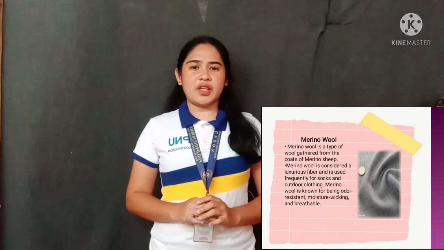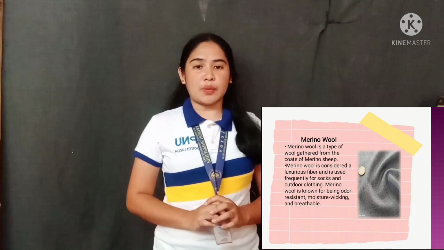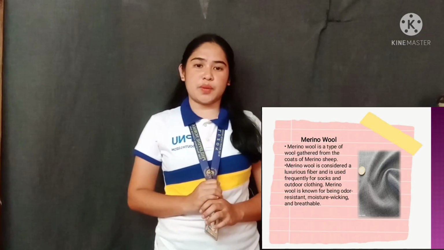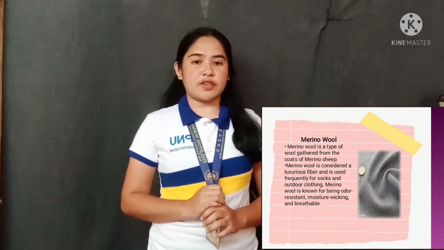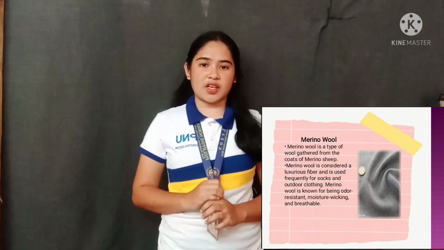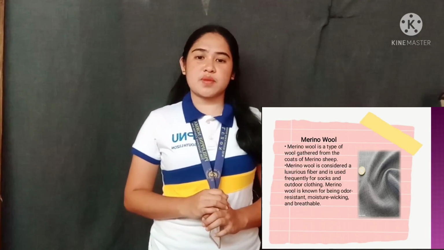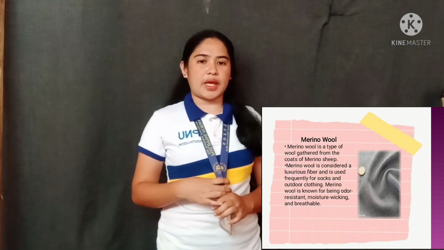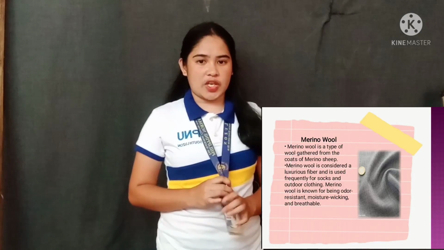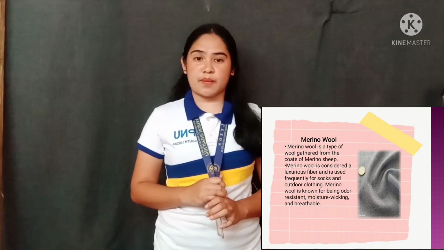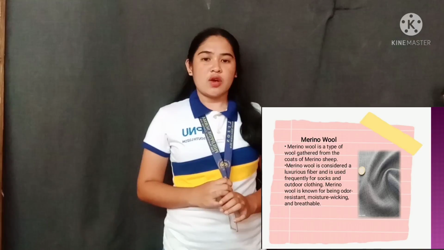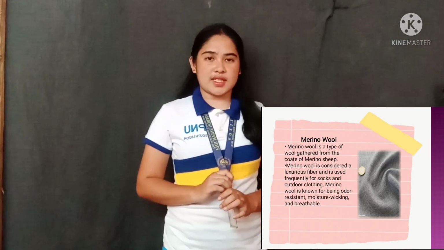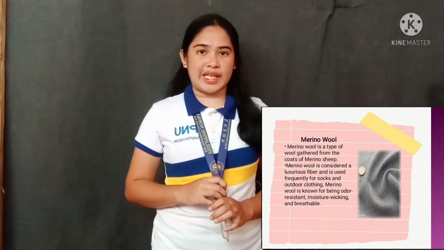Merino wool. Merino wool is a type of wool gathered from the coats of merino sheep. While traditional wool is notorious for being itchy, merino wool is one of the softest forms of wool and doesn't aggravate the skin. This is because of the small diameter of the fine merino fibers, which makes it more flexible and pliable, and therefore less itchy. Merino wool is considered a luxurious fiber and is used frequently for socks and outer clothing. Merino wool is known for being odor resistant, moisture wicking, and breathable.